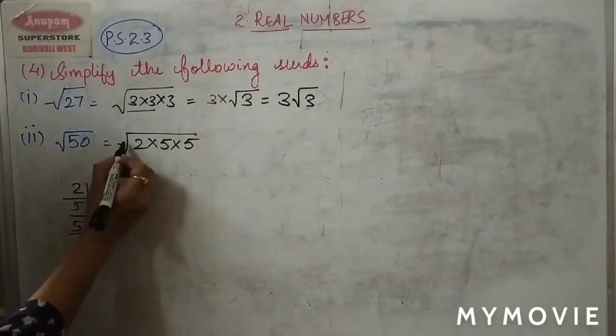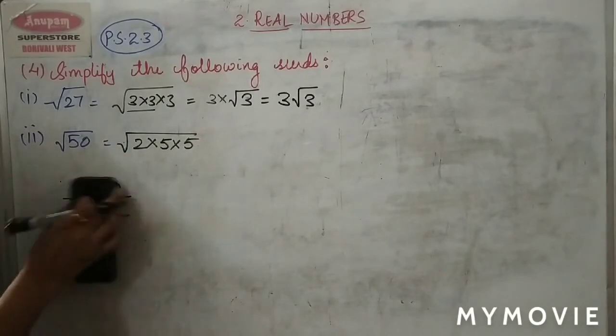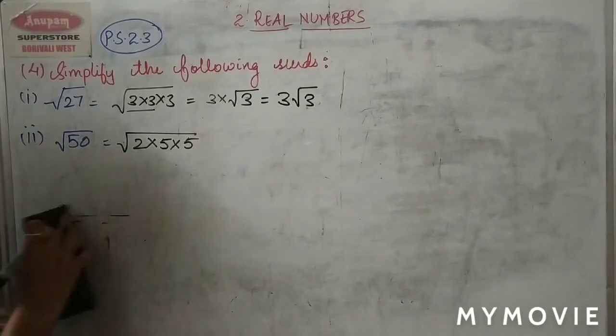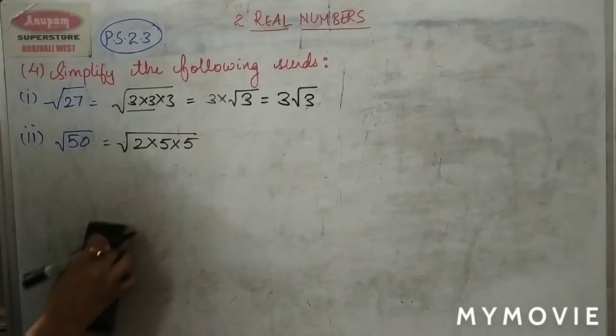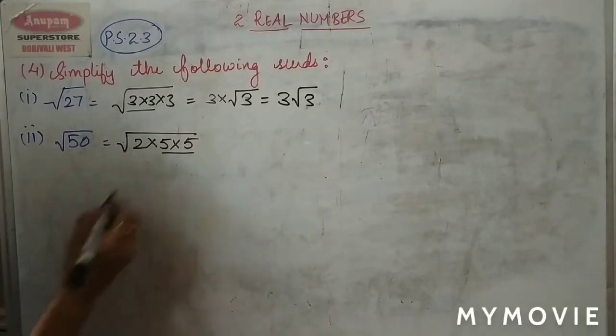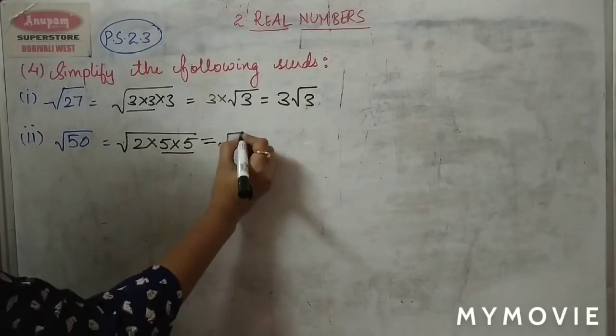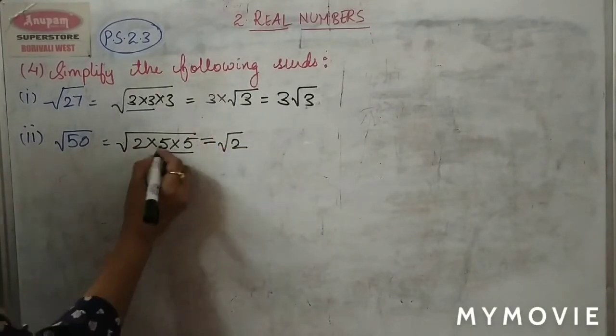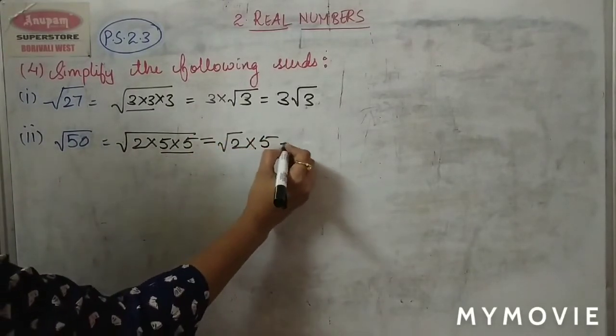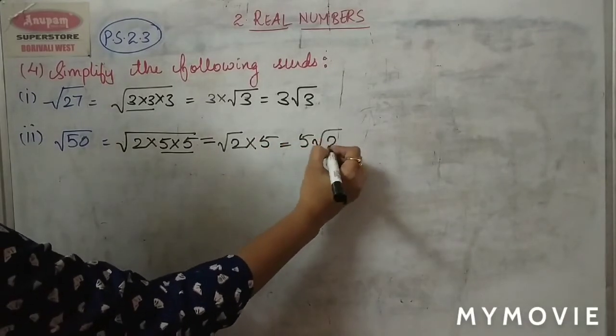Now since this is a square root, there is no number here. That means it is a square root. Then you are going to make a pair of two similar numbers. So since we got a pair, 2 does not have a pair with it. So square root 2 remains as it is. But this 5 becomes this, and the answer will be 5 root 2.